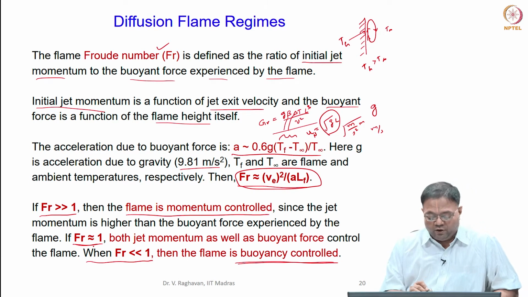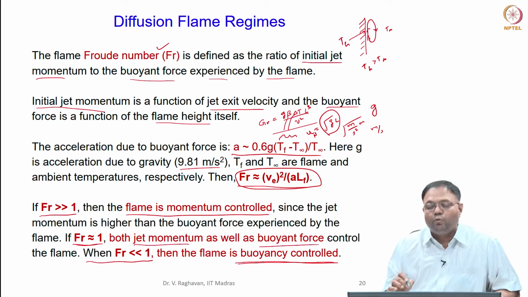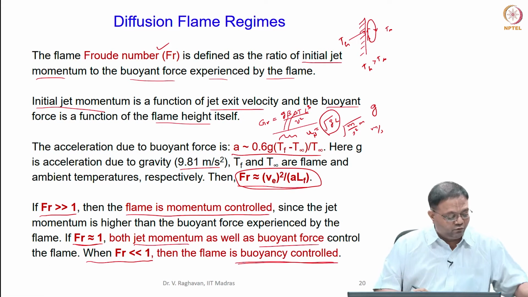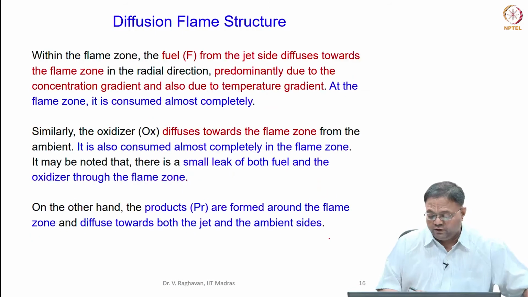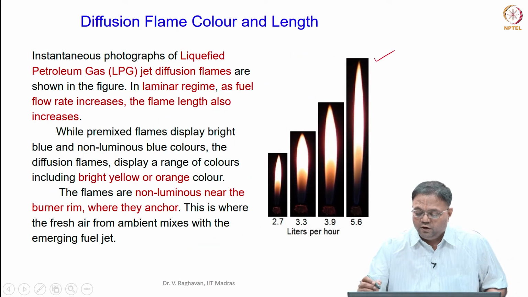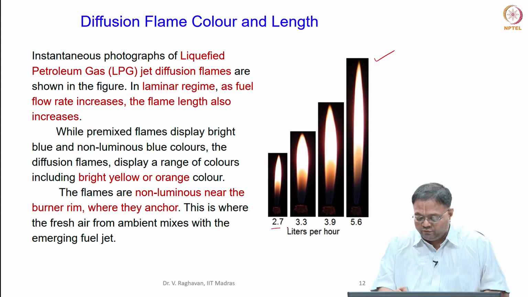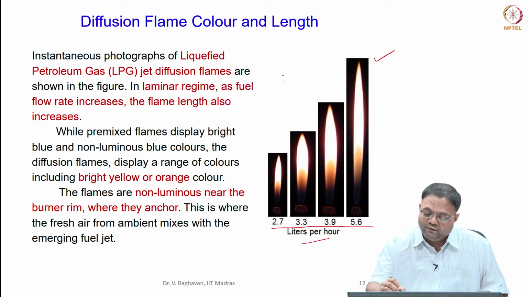If the Froude number is of order 1, then both the jet momentum as well as the buoyancy force will control this. As I told you, in these figures, these are photographs which show the jet diffusion flame at several flow rates under normal gravity.